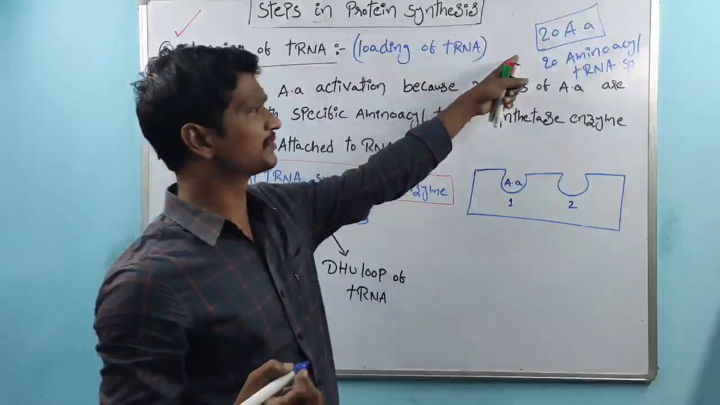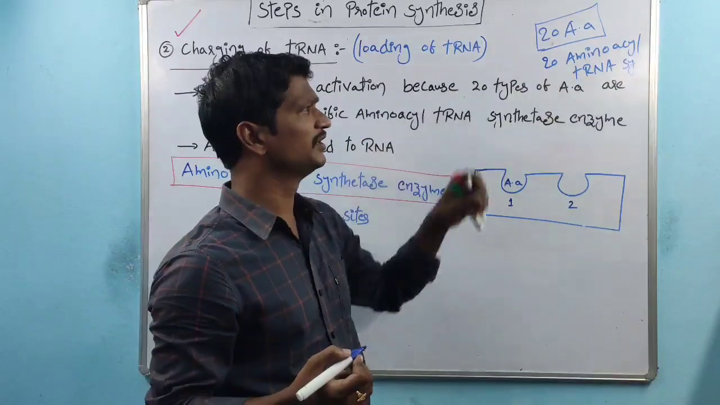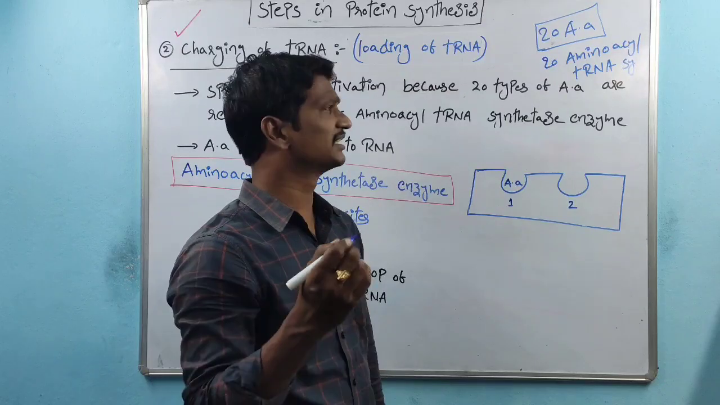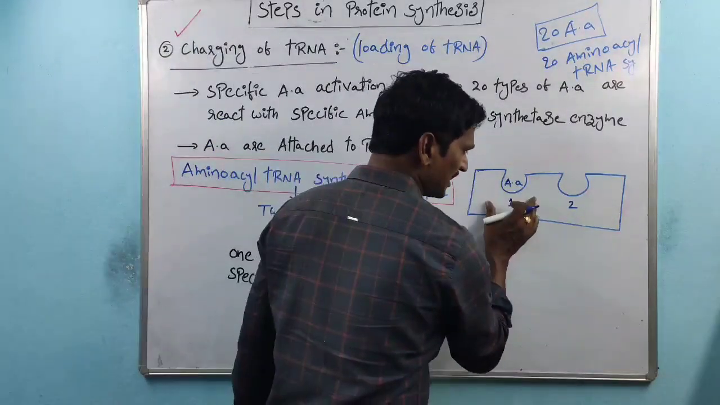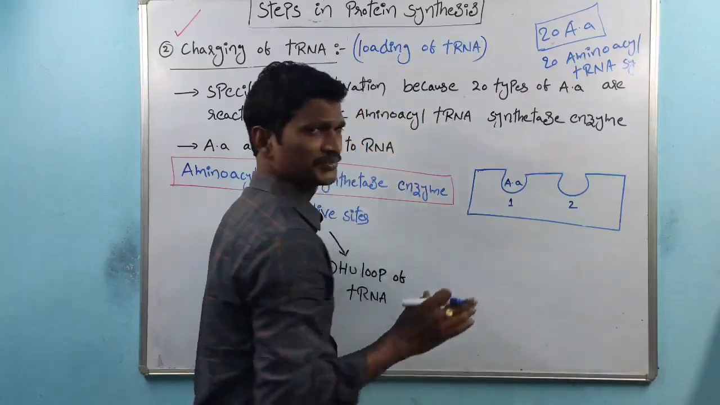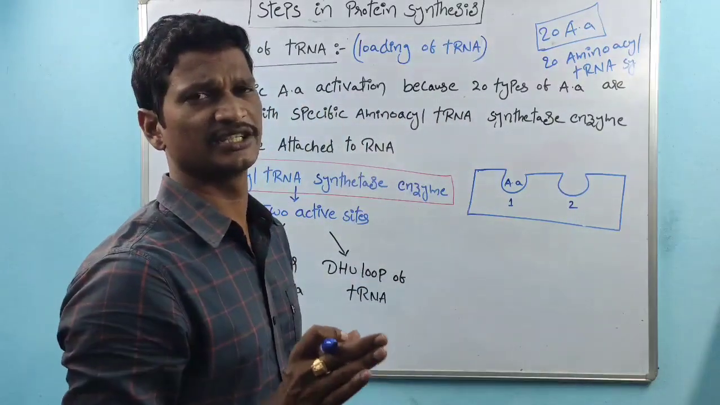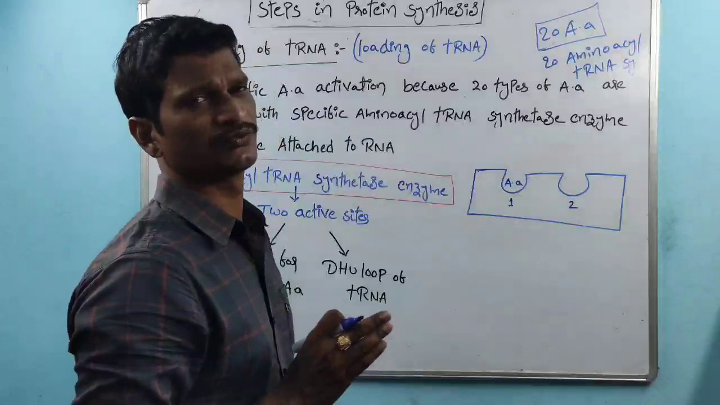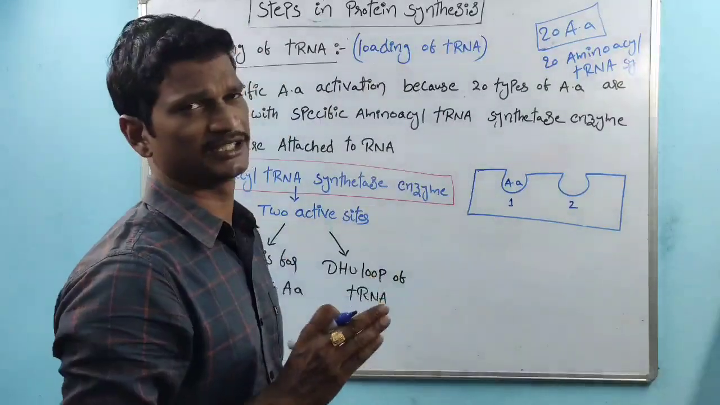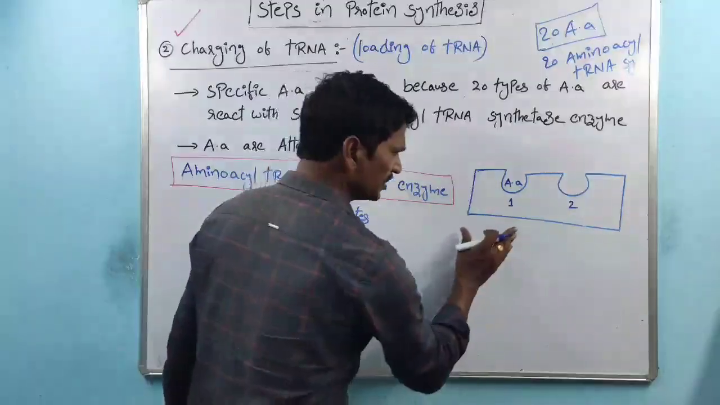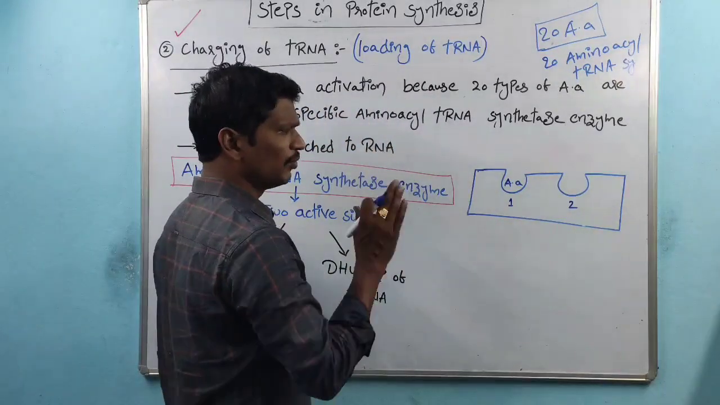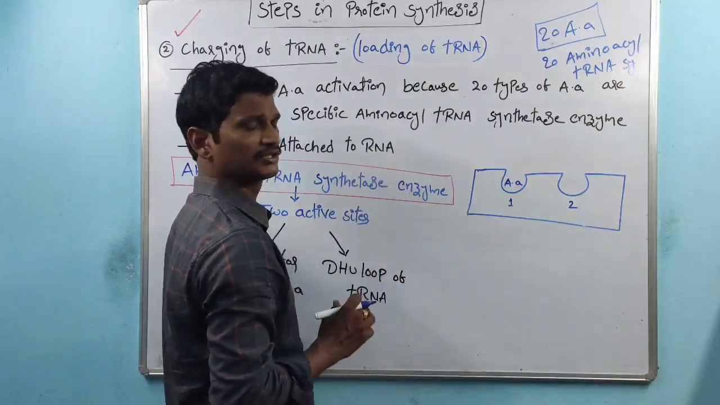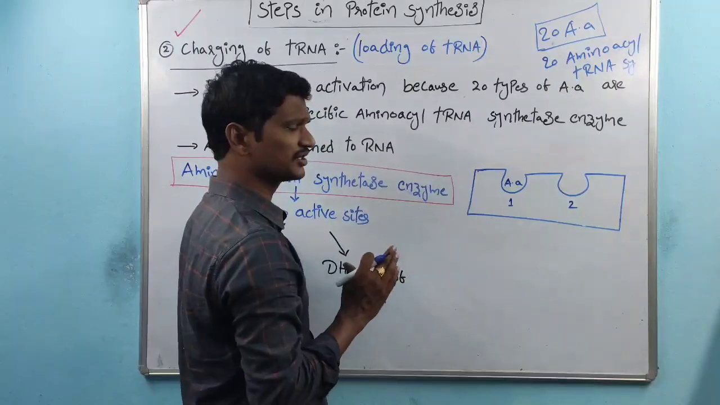In a cell, 20 types of amino acids and 20 types of amino acid tRNA synthetase enzymes are present. Each amino acid tRNA synthetase enzyme is very specific with the amino acid. For suppose this is the amino acid tRNA synthetase enzyme. This enzyme only interacts with glycine. So how does the specific interaction take place?